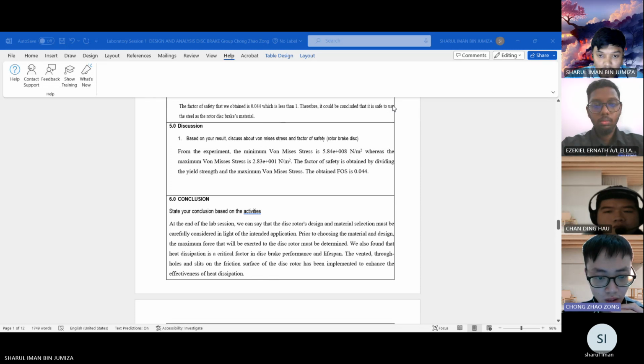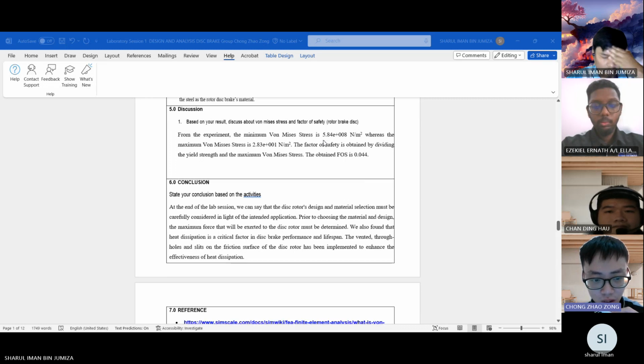Lastly, I would like to present the conclusion of this lab section. After carrying out the lab session, we can say that the rotor design and the material selection must be carefully considered in light of the intended application. Prior to choosing the material and design, the maximum force that will be applied to this rotor must be determined. Besides that, we also found that heat dissipation is a critical factor in the rotor's performance and lifespan. The vented through holes and slits on the surface of this rotor have been implemented to enhance the effectiveness of heat dissipation. Besides that, we have also learned to use the CATIA application to do the analysis on the rotor disc brake.